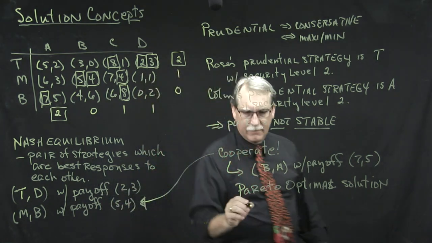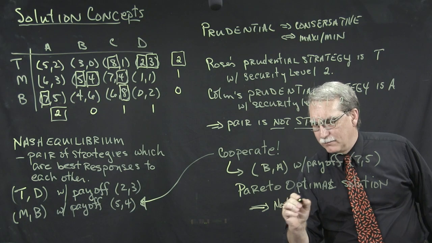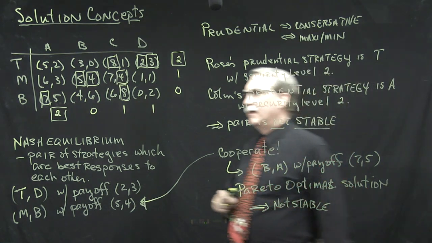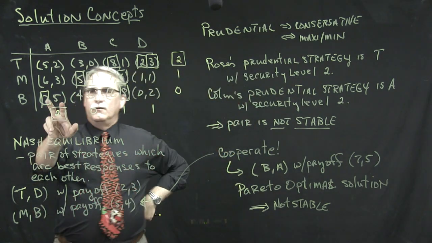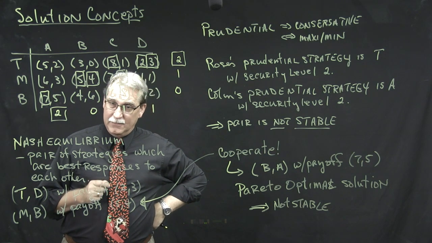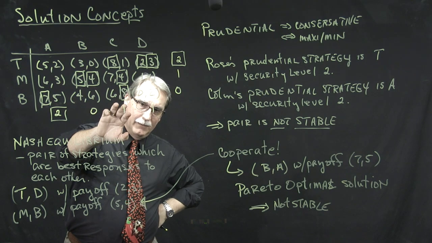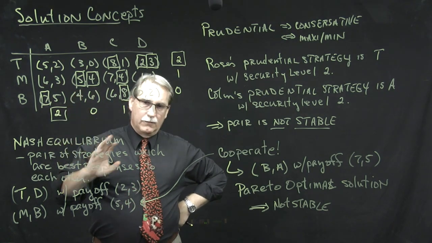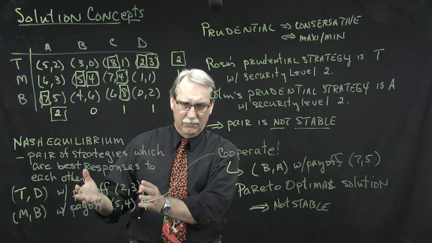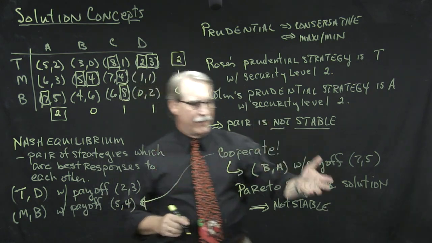Well, unfortunately, this is not stable. So they can cooperate and say, we're going to do 7, 5. But Colin, sneaky, when it comes right down to it, could choose C. And so there is room for non-stability in here. The stability in a Nash equilibrium is self-reinforcing, which we don't have over here.